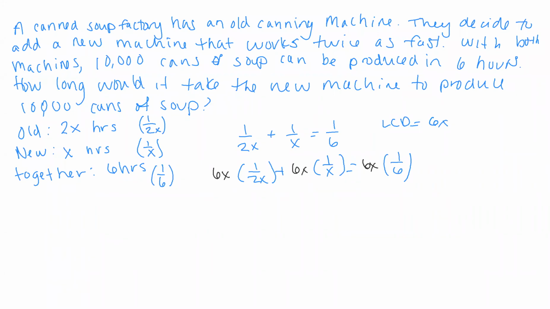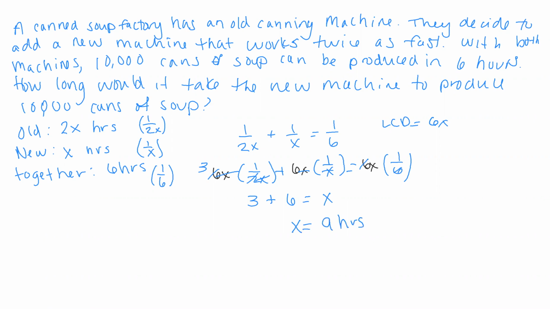In the first term, 2 goes into 6 3 times, and the x's cancel. So I'm just left with 3 times 1. In the second term, the x's cancel, and I'm left with 6 times 1. And then in the third term, the 6's cancel, and I'm left with just x times 1. So basically, we get x equals 9 hours.